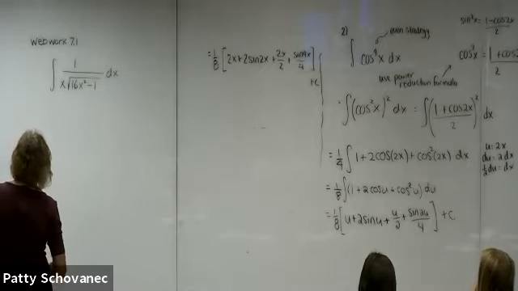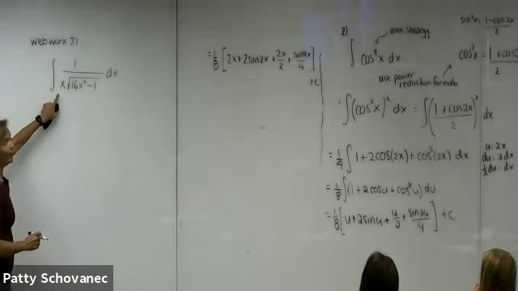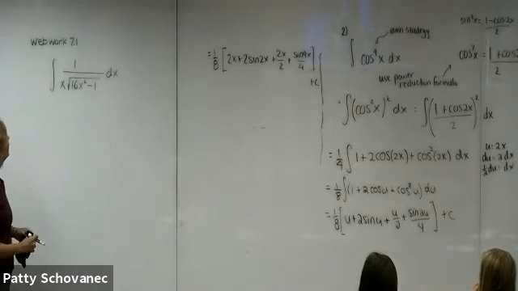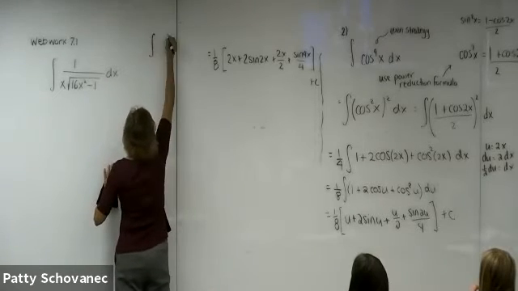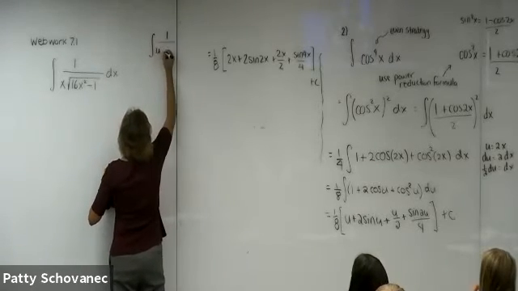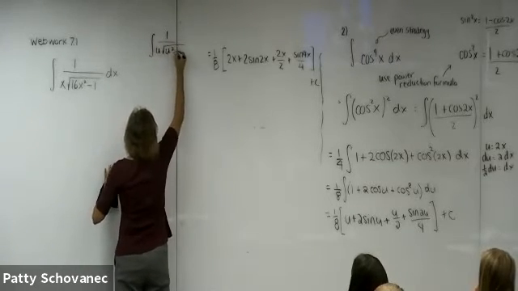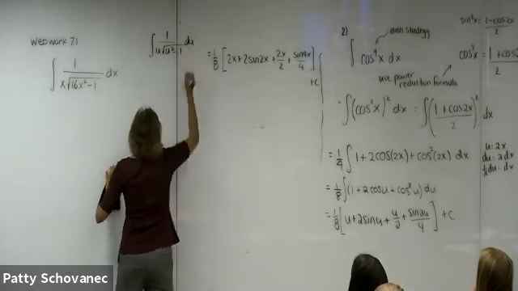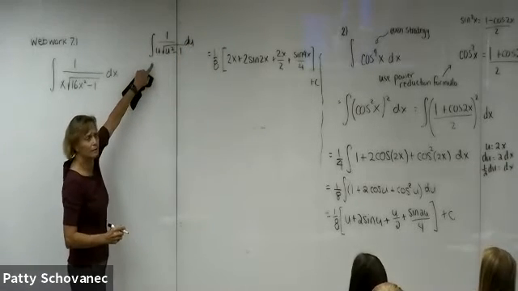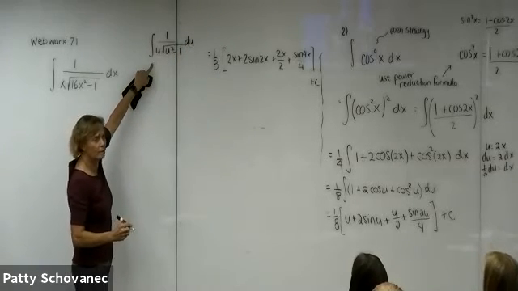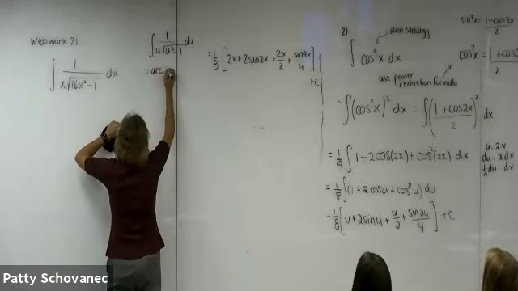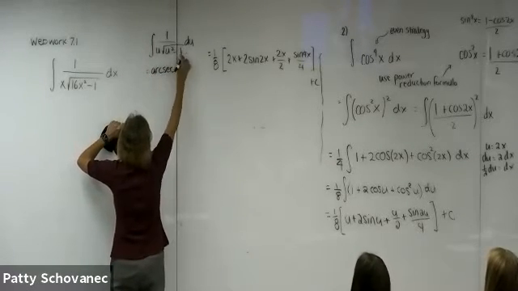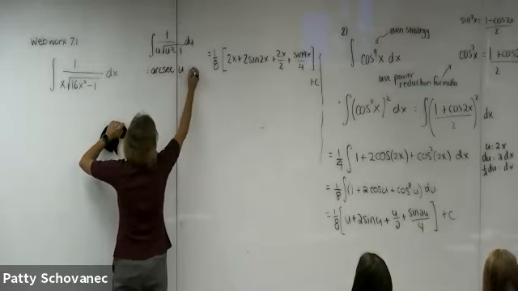Now, this was a web work problem and I saw it done so many different ways. And I want to show you the way that I thought of it. I thought of it as this integral. Recognize that formula there? Yep. What is that formula? That's an arc secant. That's the arc secant of u divided by a, but a is just 1.